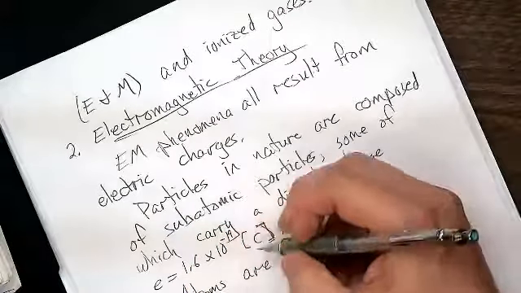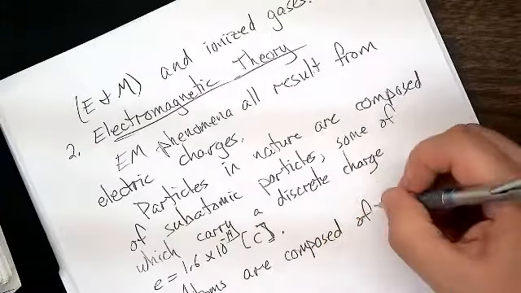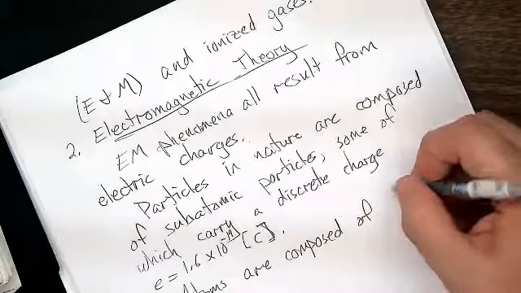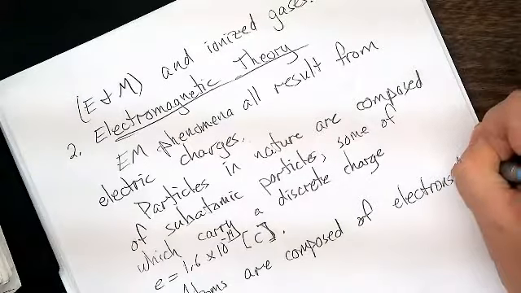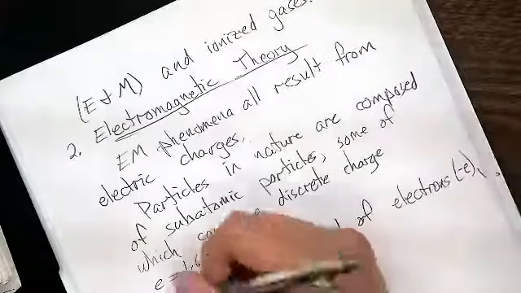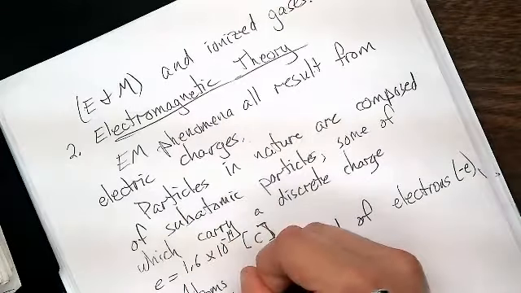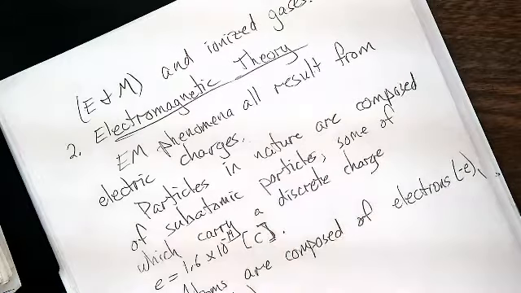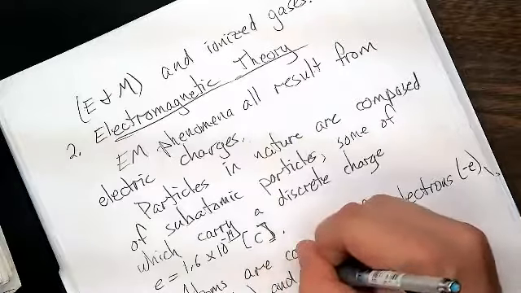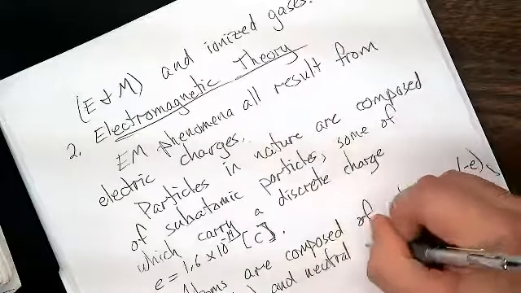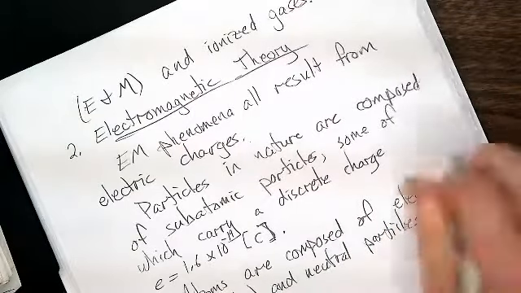Atoms are composed of electrons, which have a charge of minus e, protons, which have a charge of plus one fundamental charge, and neutral particles called neutrons.